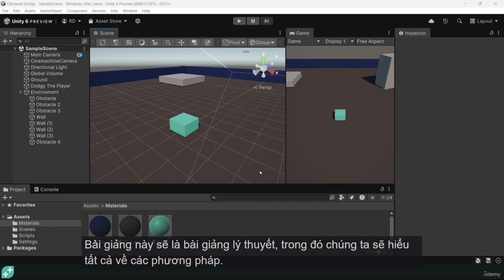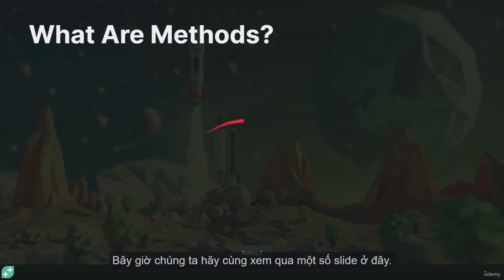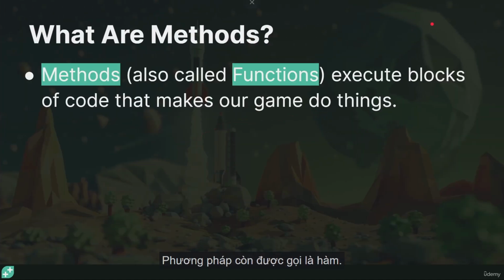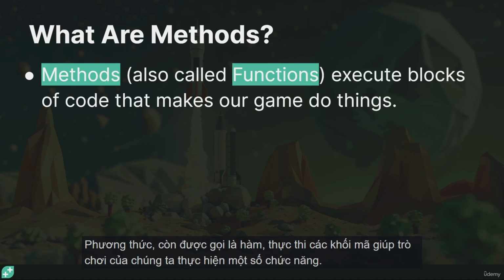This lecture is going to be a theory lecture where we're understanding all about methods. So let's go through some slides in here. What are methods? Methods, which are also called functions. We can use them somewhat interchangeably, those terms. There is a difference, but not anything we need to worry about at this point in time. Methods, also known as functions, execute blocks of code that make our game do things.